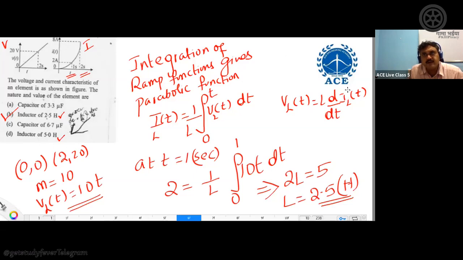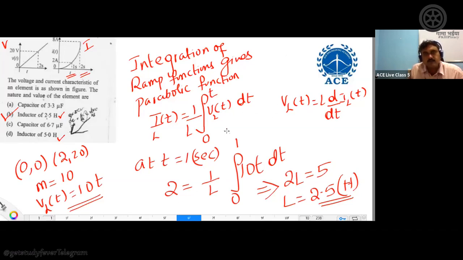So from here, if I write current, it is 1 by L integral of voltage. So definitely it is satisfying my condition, because if you substitute the voltage function as a ramp, I am getting the current function as a parabola. So it is an inductor, fixed. What is the value? You take the current on the inductor either at 1 or 2 seconds, because only at these 2 points you are given on the y-axis. So I am taking 1. So the current on the inductor at 1 second is 2.